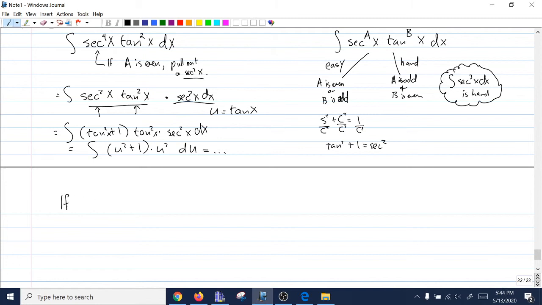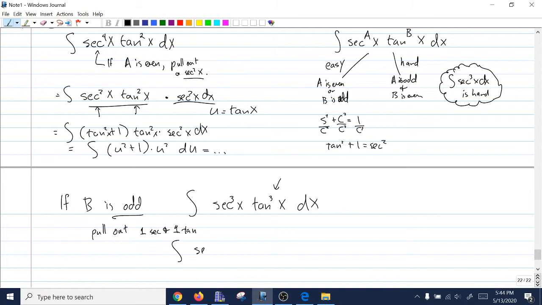If b is odd, let's try integrating secant cubed x tangent cubed x. So now b is odd. I can pull out 1 tangent and 1 secant. Secant tangent is also the derivative of something. So that will lend itself to a substitution. I want to do u equals secant x, because that's the thing whose derivative is secant tangent.